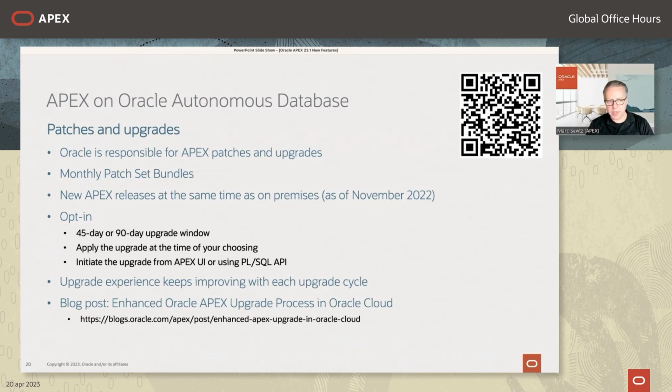You can use those deferred upgrades to clone your instances, upgrade your clones, test the upgrades, then choose to upgrade. So lots of options for you now to time and organize the upgrade on Autonomous. Take a look at this blog post for all the details. Again, once Apex 23.1 is ready for GA, we're going to make it available for download on OTN and on ADB at the same time.